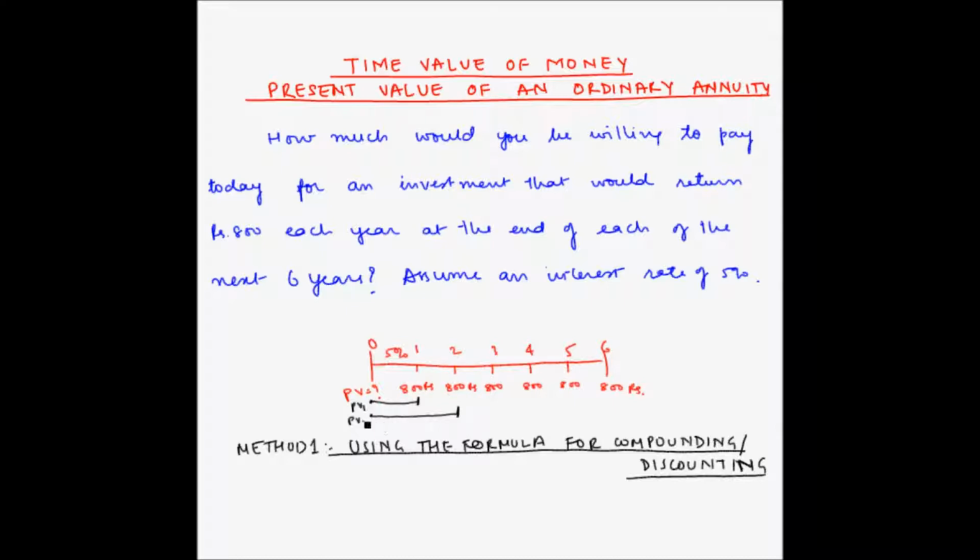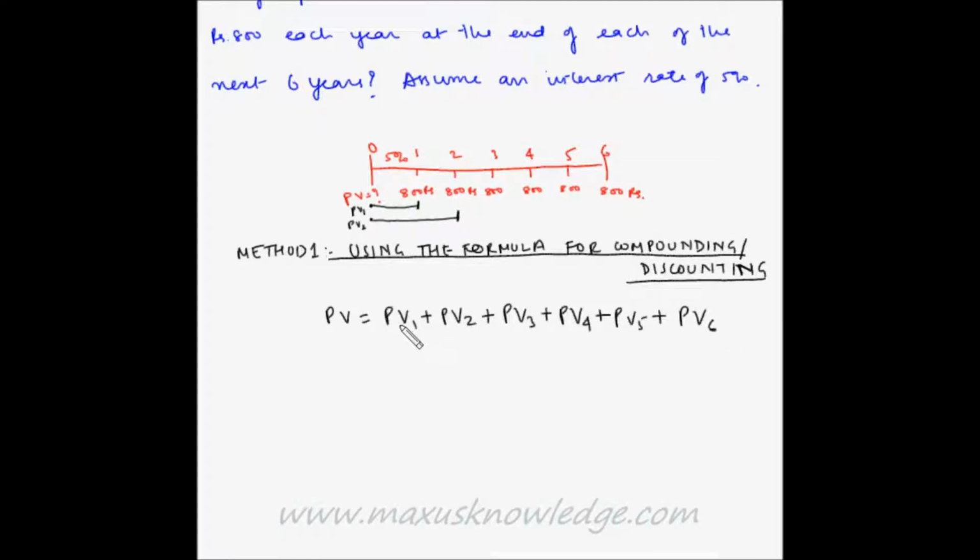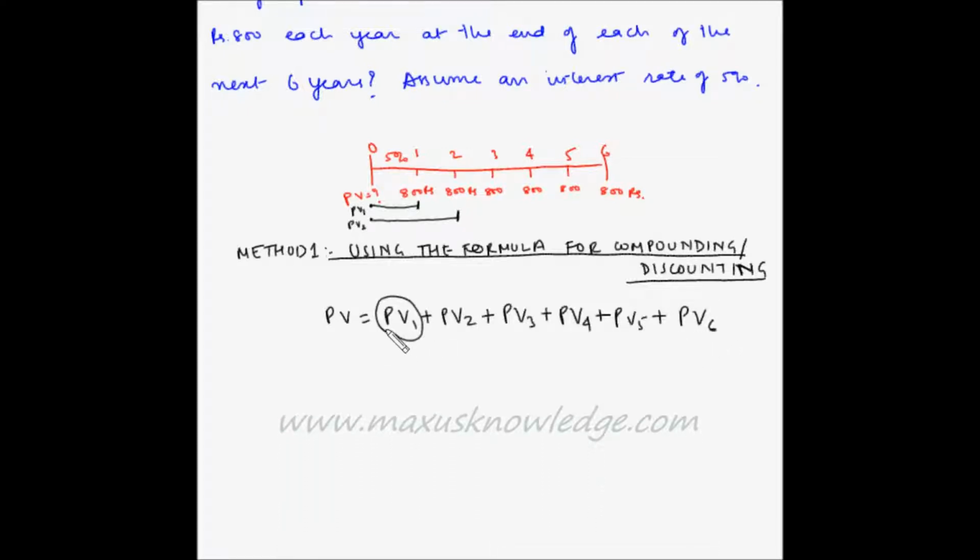So when we add all these present values, that is PV1, PV2, PV3 and so on up to PV6, we will get the total present value that will give us 800 rupees at the end of each of the next 6 years at 5% interest rate. So in other terms, the total present value is equal to PV1 plus PV2 plus PV3 plus PV4 plus PV5 plus PV6. So how do we find the value of PV?